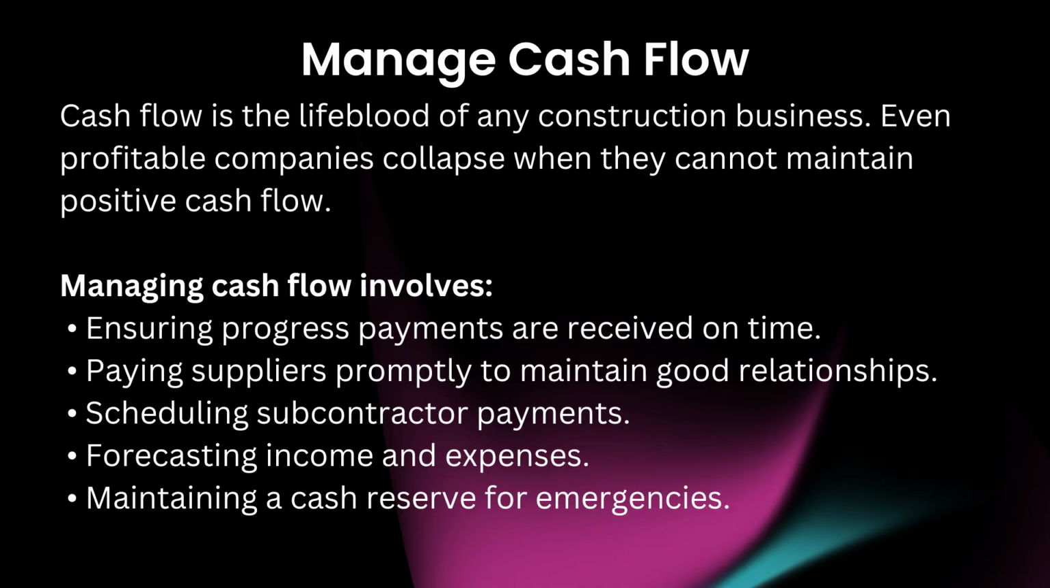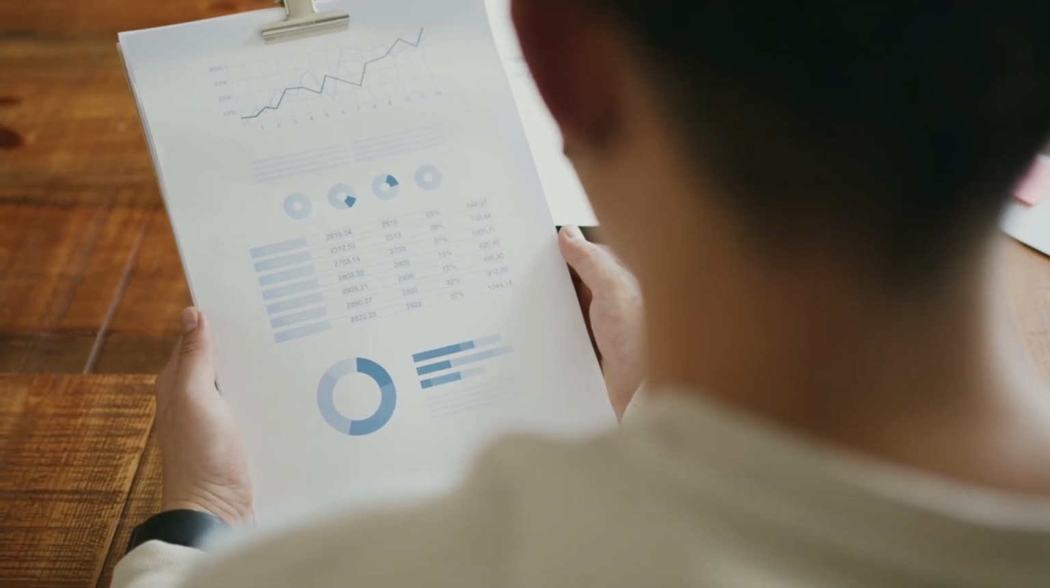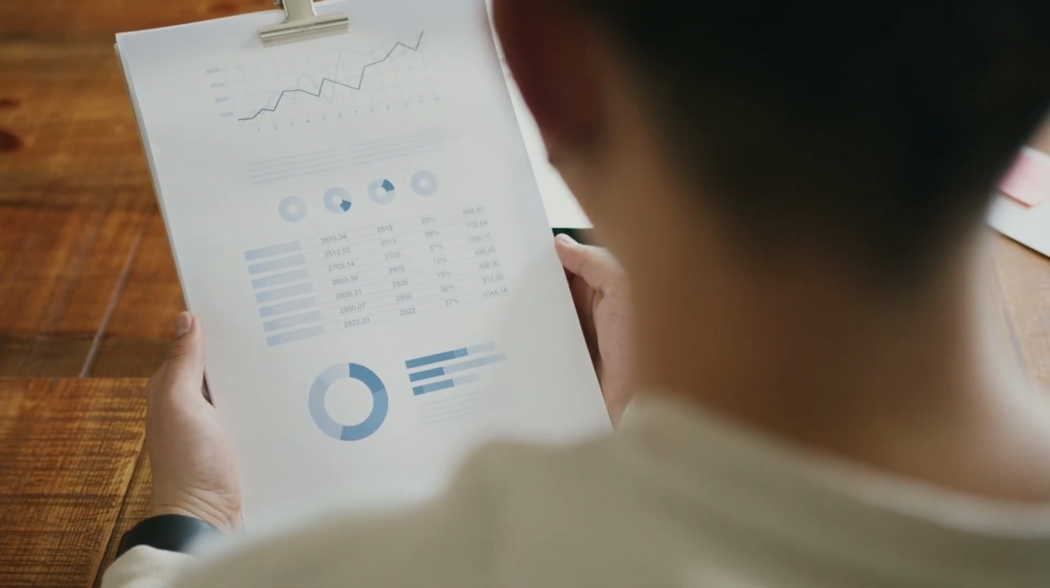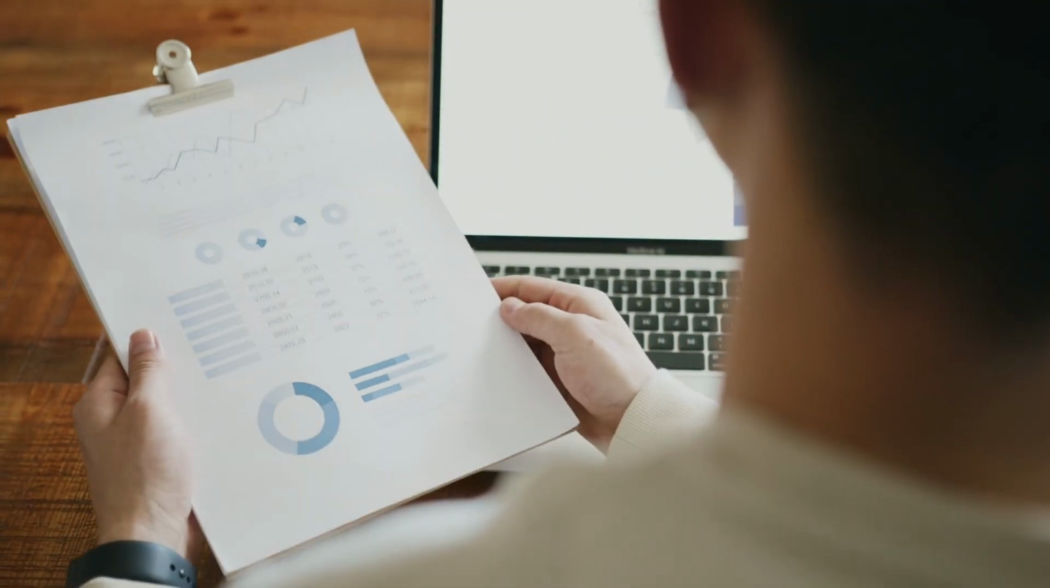Manage cash flow. Cash flow is the lifeblood of any construction business. Even profitable companies collapse when they cannot maintain positive cash flow. Managing cash flow involves ensuring progress payments are received on time, paying suppliers promptly to maintain good relationships, scheduling subcontractor payments, forecasting income and expenses, and maintaining a cash reserve for emergencies. A well-managed cash flow system ensures the business remains stable throughout the project.